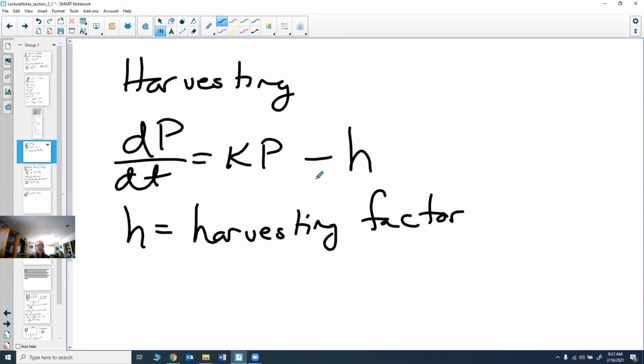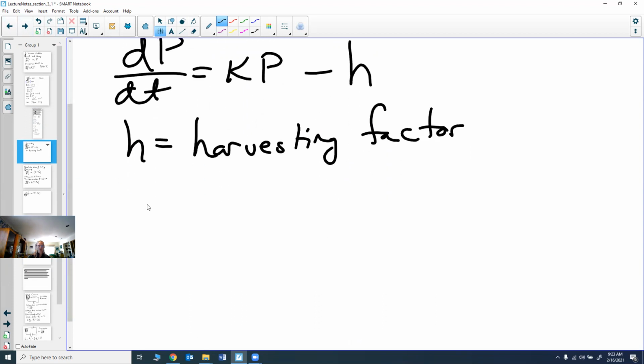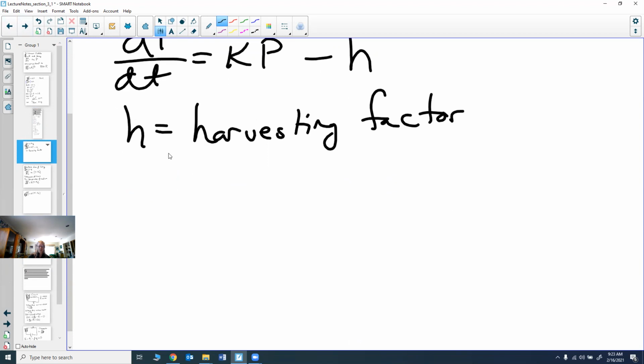So this is how much is being taken away. So dP/dt is equal to kP minus that harvesting factor. So we're growing by kP, but we're then taking away some of it. And we want to look at how we solve these. So now you're going to notice, first off, this is not separable. And in fact, it is actually linear.